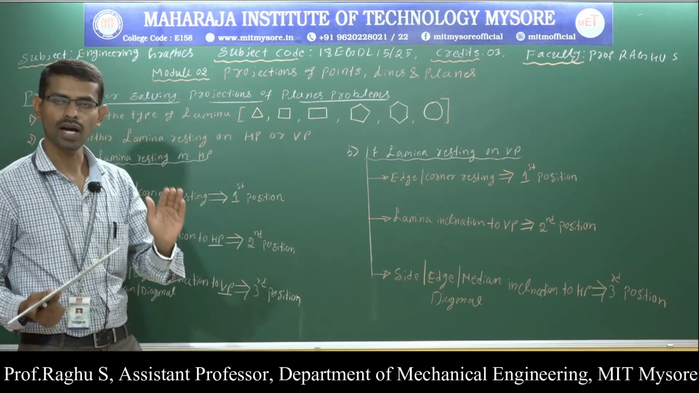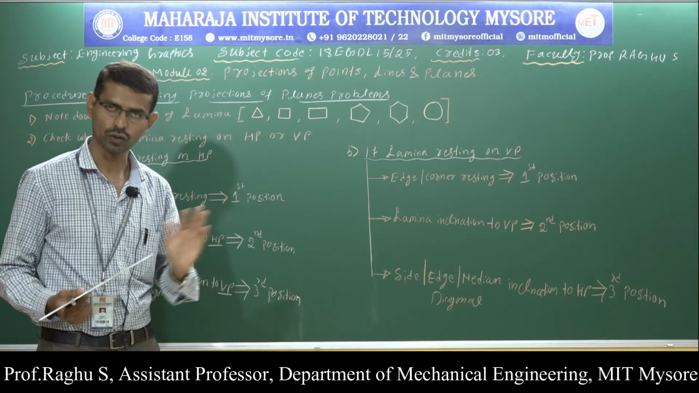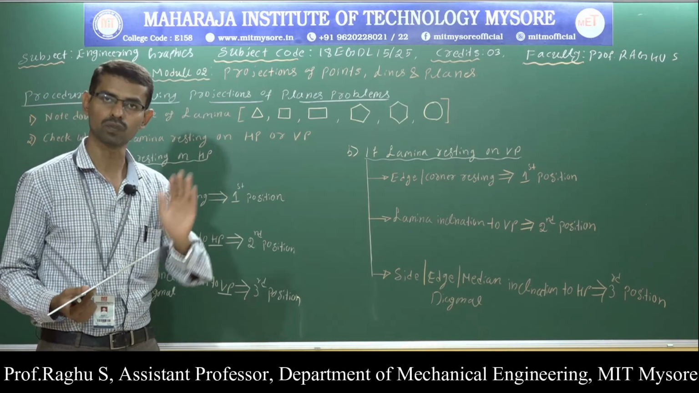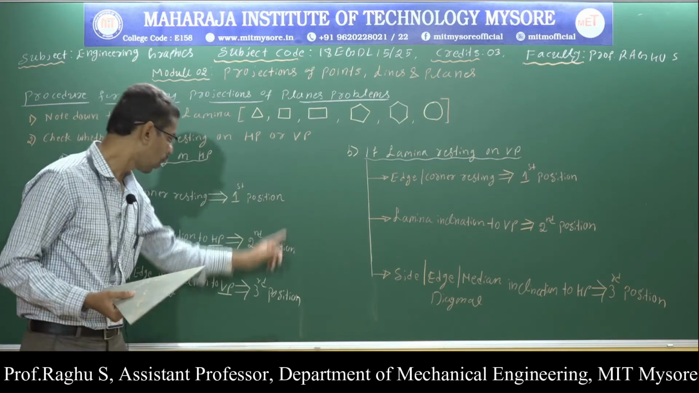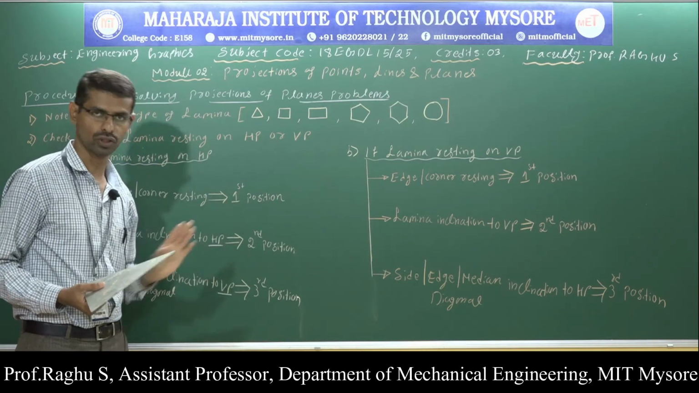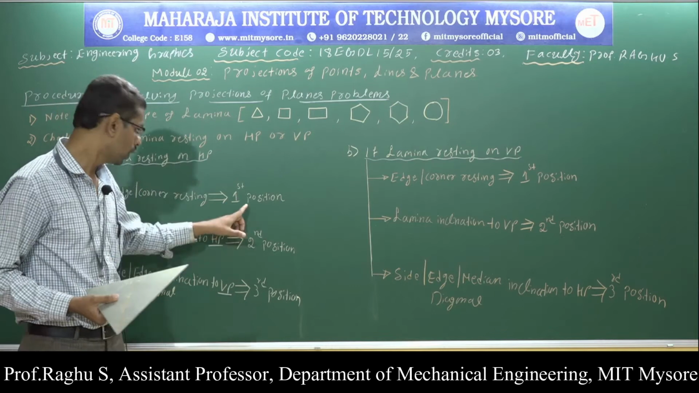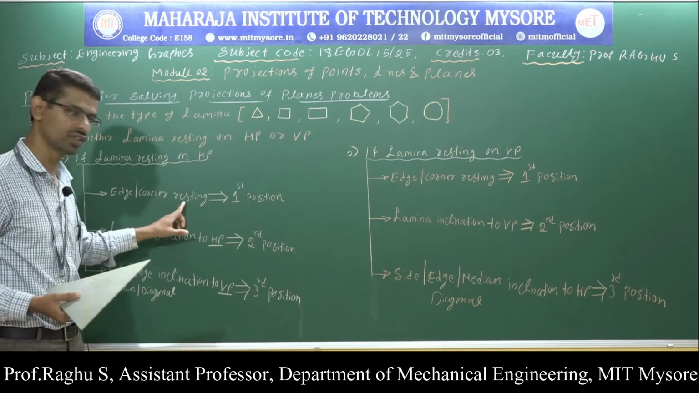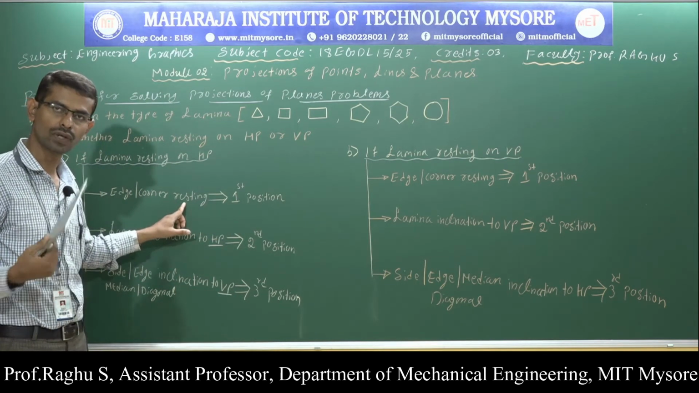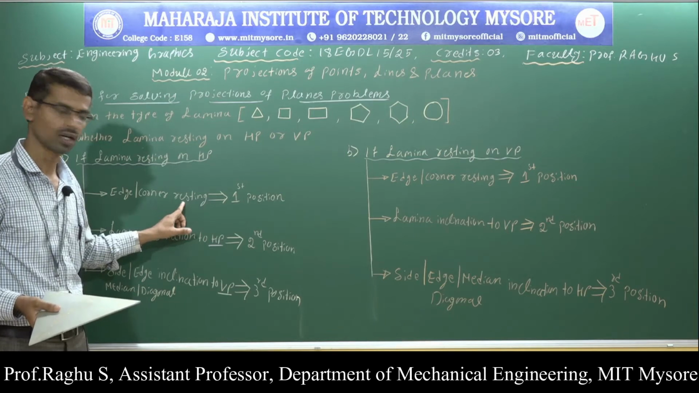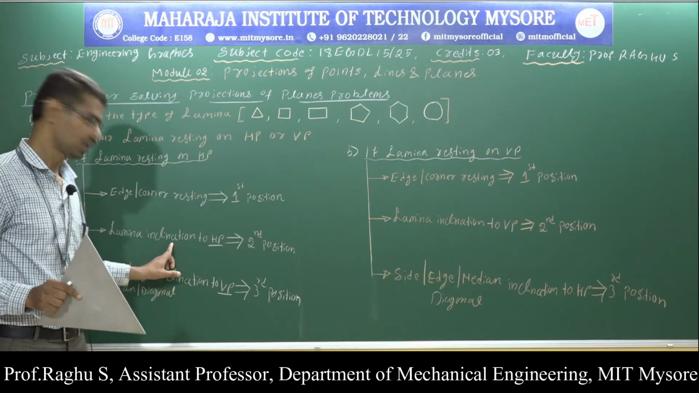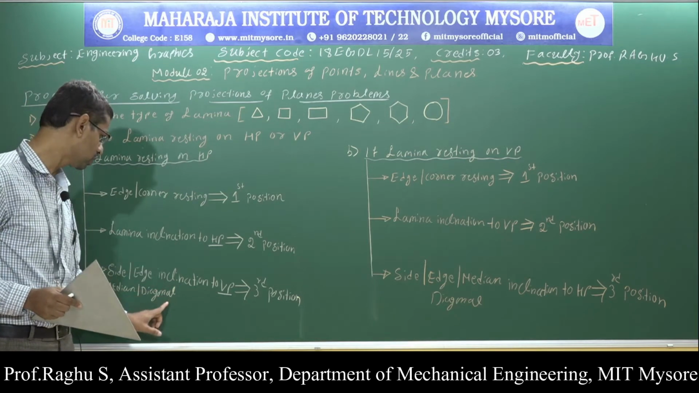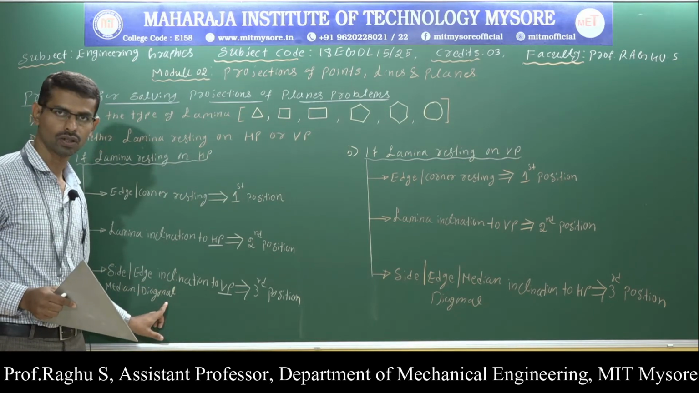So when the lamina inclination is with respect to HP and the side inclination is with respect to VP, for this condition the problem will be solved in three positions. The first position is the edge or corner resting condition. Identify whether the lamina is resting on an edge or corner. Next, note down the lamina inclination with respect to HP. Then note down the side or edge inclination with respect to VP.